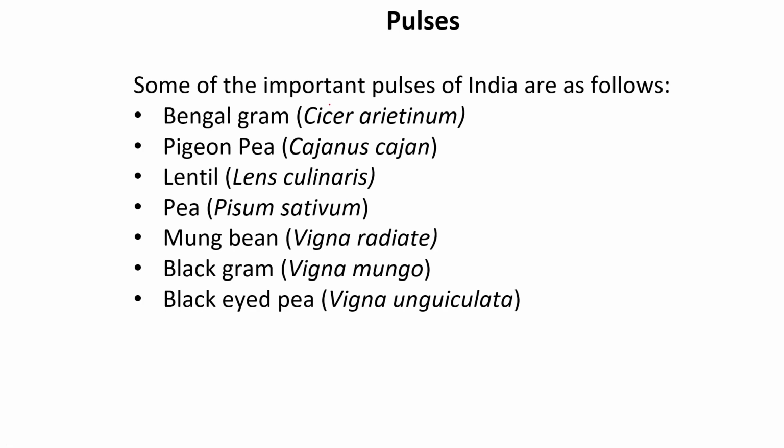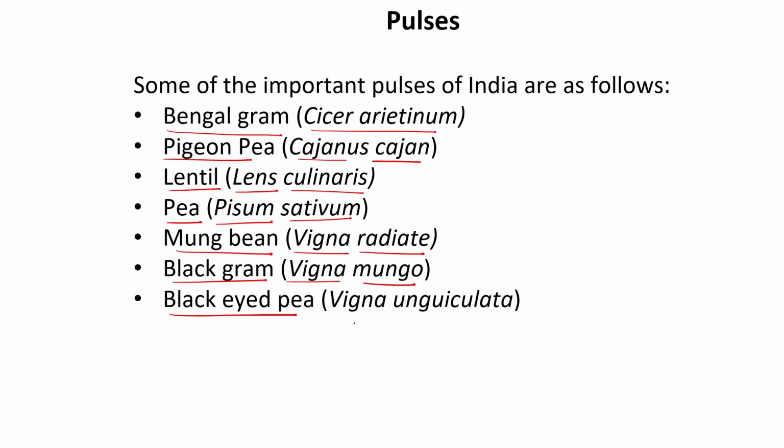Some of the important pulses that are grown in India are Bengal gram, that is Cicer arietinum; pigeon pea, Cajanus cajan; lentil, Lens culinaris; pea, Pisum sativum; mung bean, Vigna radiata; black gram, Vigna mungo; and the black-eyed pea, that is Vigna unguiculata. So these are the different pulses that are found in India.